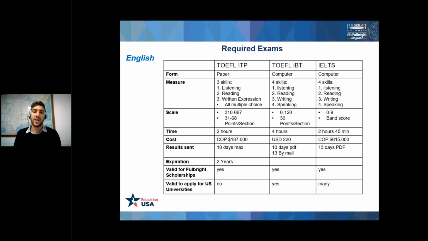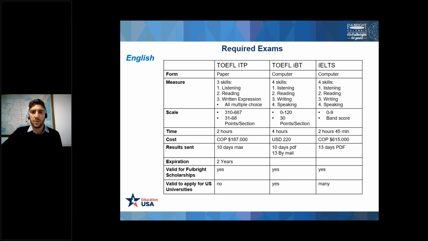Now, the most important thing, the cost for a lot of you. The IBT is, oh, that is actually different now. It's $240, so it's actually $20 more than it used to be. And the IELTS is 615,000 pesos. Okay, so the TOEFL ITP you can take multiple times for the cost that you would pay for the IBT or the IELTS.